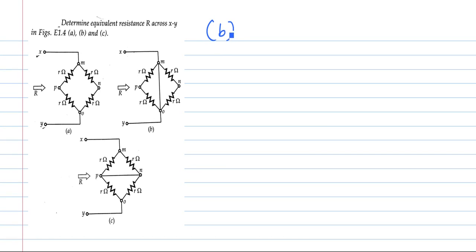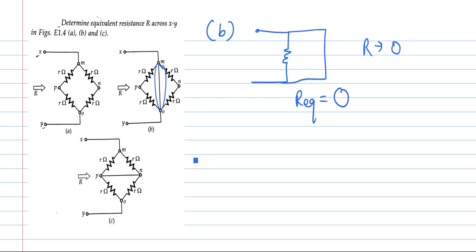Now let's see the second part. In the second part we can see this short branch is connected in parallel with these two branches, and this short branch is not having any resistance. So if any branch is connected in parallel with the short branch, automatically the resistance will become 0. So here the equivalent resistance for this branch is 0.